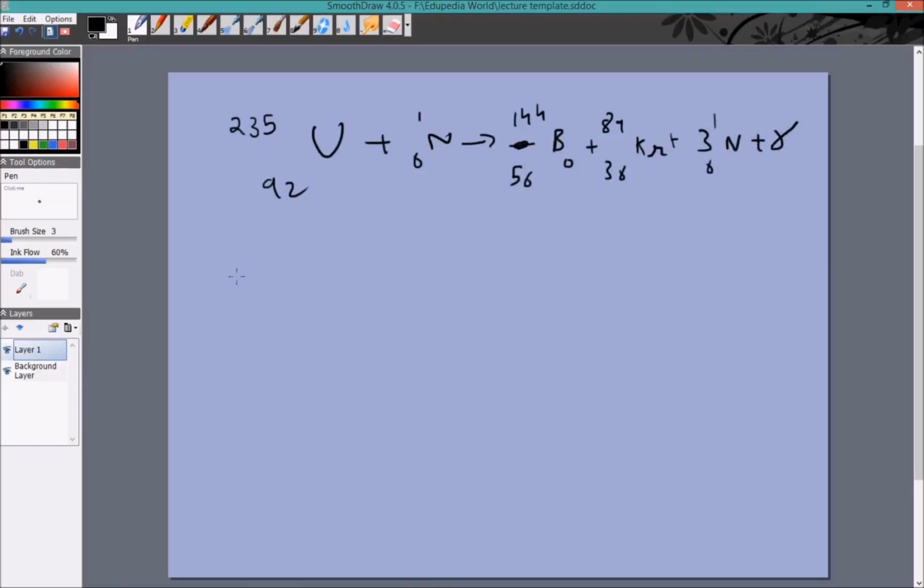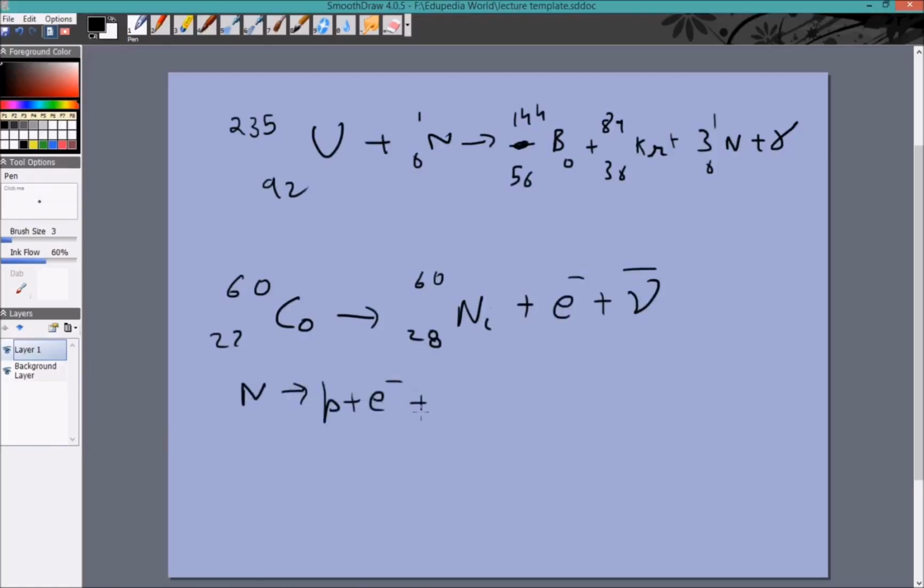Then the cobalt decay, that is 60 27 cobalt goes to 60 28 nickel and gives an electron and an antineutrino. Then the most important standard equations of all, N goes to P plus E plus antineutrino, or P goes to N plus positron plus neutrino.